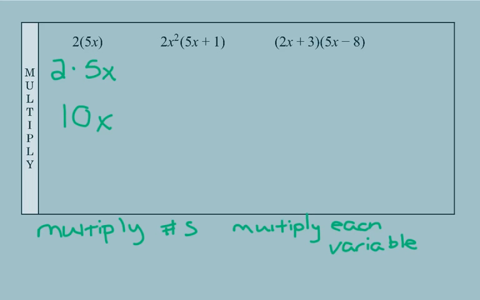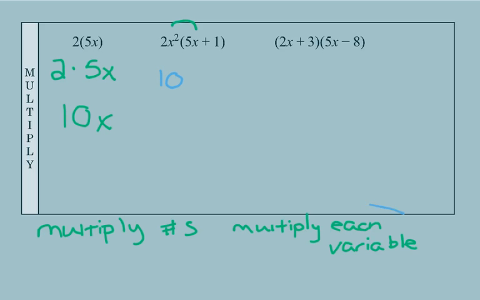Now we're looking at this next one. This is distributive property. We saw a little bit of that when we distributed the negative on the previous page. We're doing 2x squared times both of these things in here, okay? 2x squared times the 5x and 2x squared times 1. Let's just worry about the 5x right now. First thing I said to do, multiply your numbers. What are our numbers? 2 and 5, still 10.